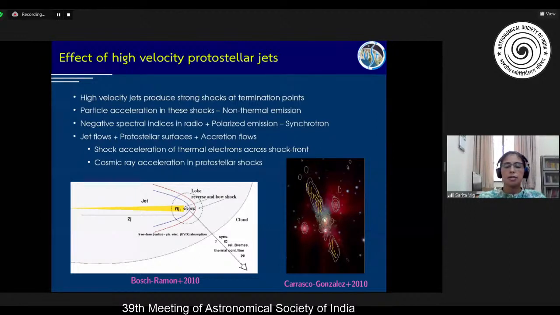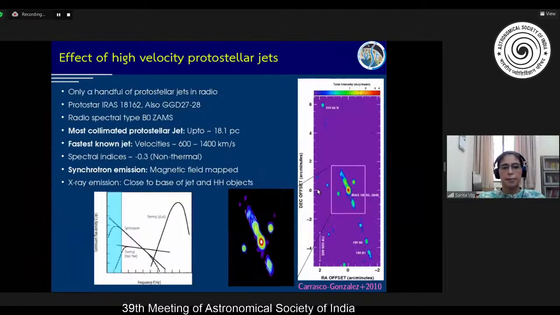In fact, non-thermal emission has been seen both through the presence of negative spectral indices in radio, as well as the detection of polarized emission. For example, this has been observed in one of the massive protostellar jets. Up to 5 parsec, one has seen the presence of synchrotron emission, and this is because of the shock acceleration of thermal electrons across the shock front.